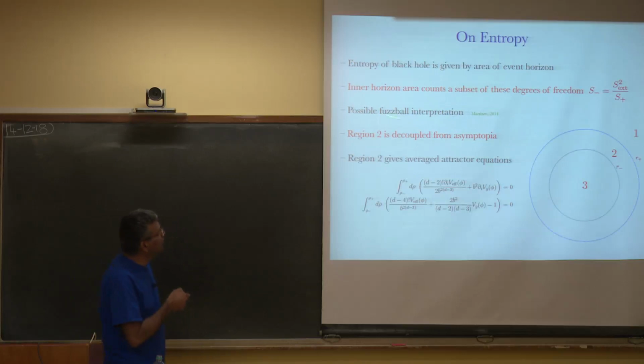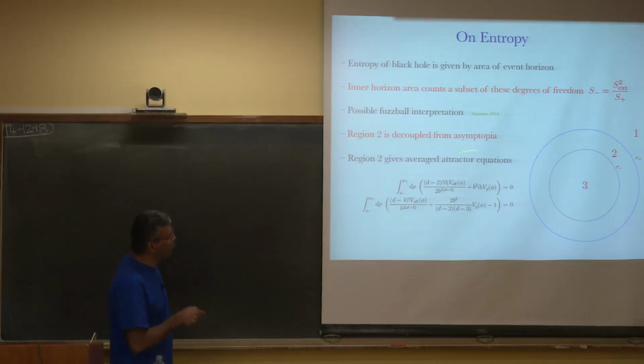But we have a setting in which the entropy of the black hole is given by the area of the event horizon. And if we think about the inner horizon as being an entropy, it will count some subset of these degrees of freedom. So S minus is x extremal squared divided by S plus. As I said, there's a possible fuzzball interpretation that Martinek proposed, but it's not clear what the extremal limit of this would be. So I'm not going to push this idea too hard.